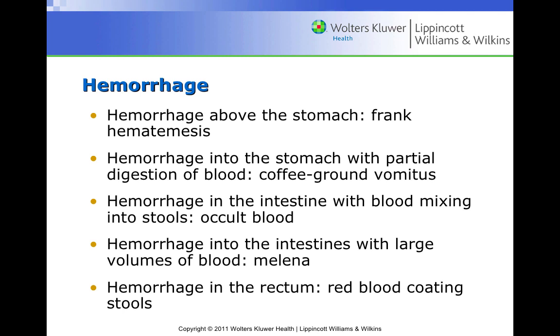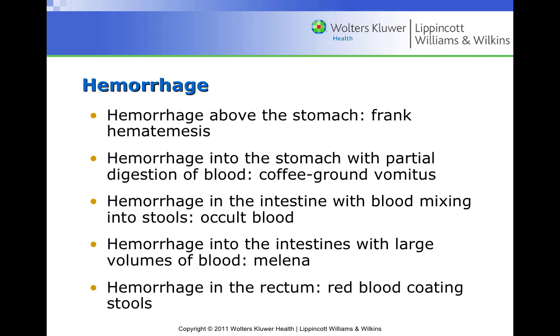So if we have hemorrhage that's occurring above the stomach, usually we get frank blood, meaning I'm throwing up, hematemesis. It's blood. It looks like blood. It's red. It doesn't have anything else in it but blood. When we begin to see hemorrhage that is connected with the GI tract, particularly with the stomach, where there's partial digestion of that blood going on, you will see emesis that is coffee ground. So it will be clear with brown specks in it.